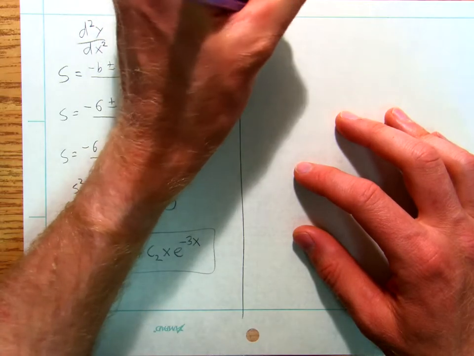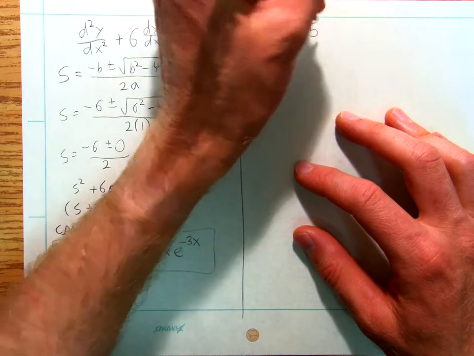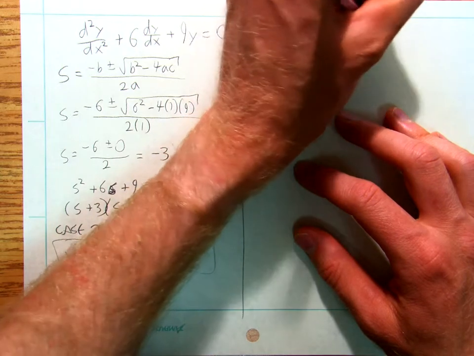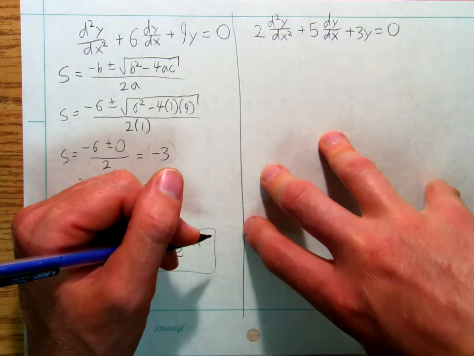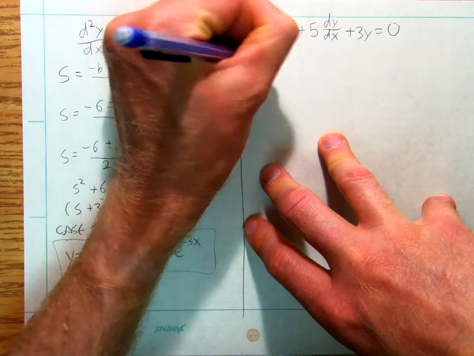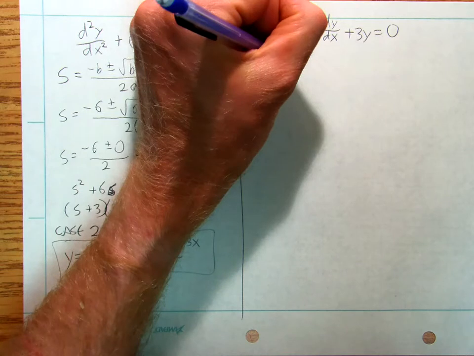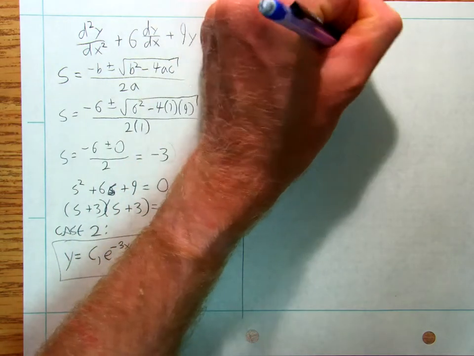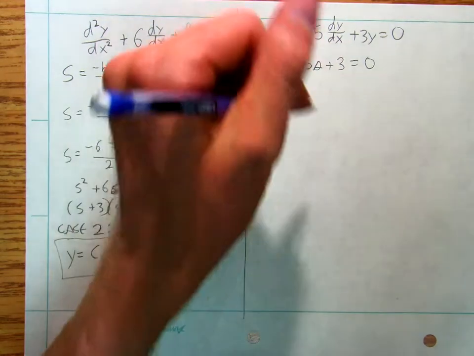2 d squared y dx squared plus 5 dy dx plus 3y is equal to 0. Okay, well, let's think about that in terms of what we were just doing. Let's write it as 2s squared. Oh, I'll leave it as the cursive s, even though some people don't understand what that is. Can I factor that?